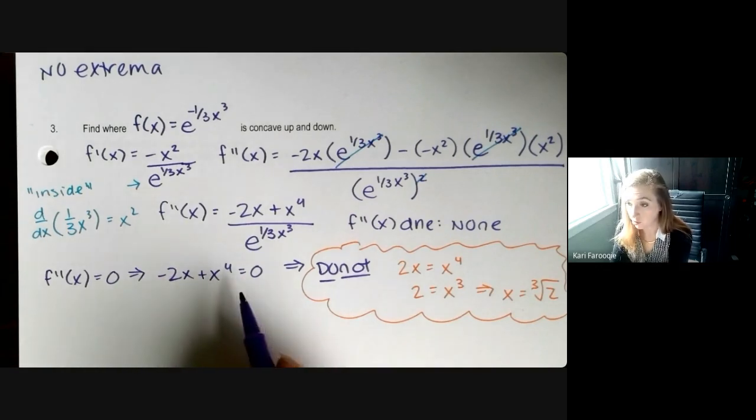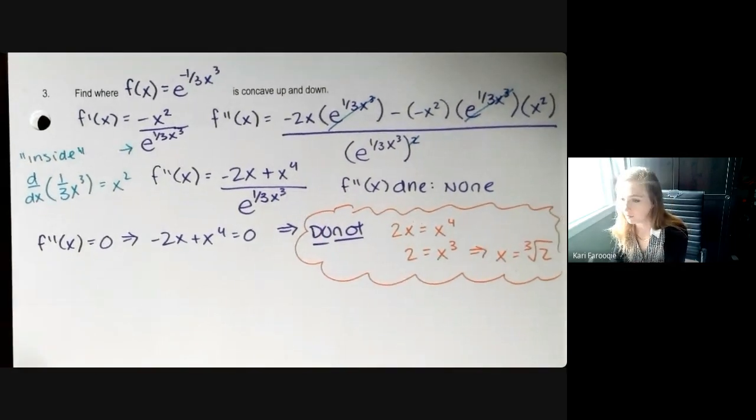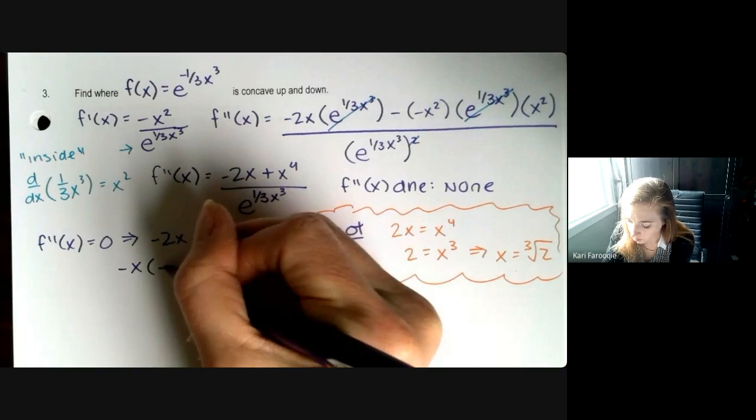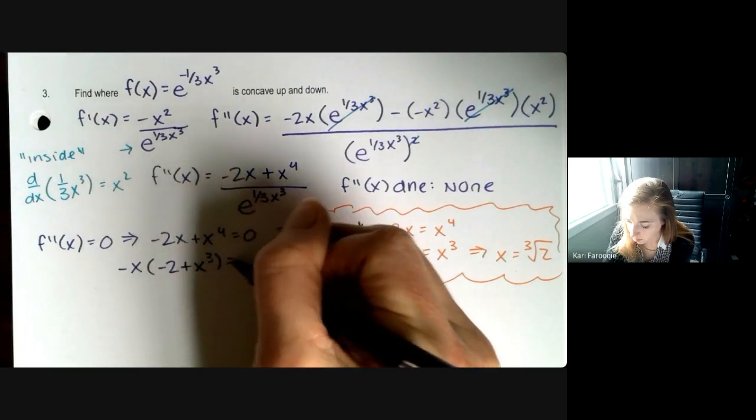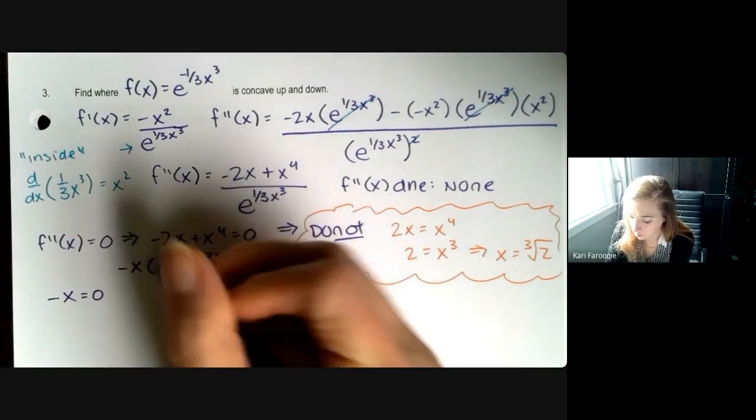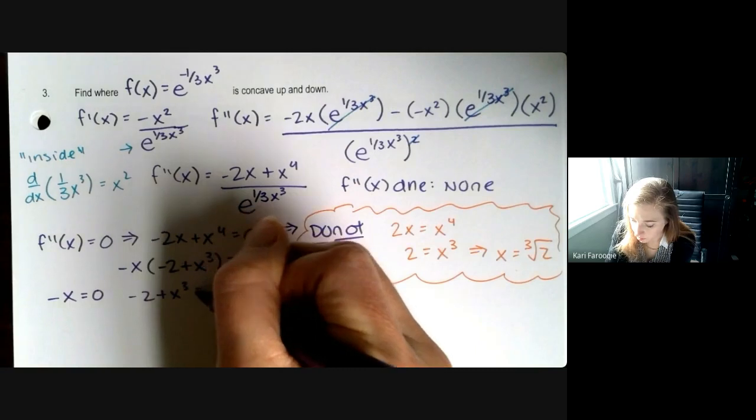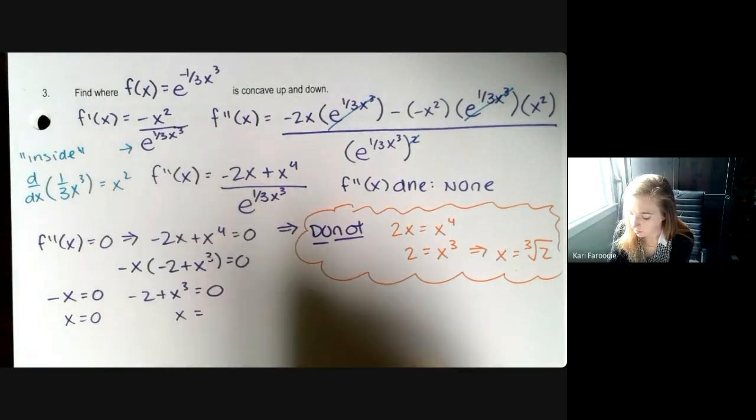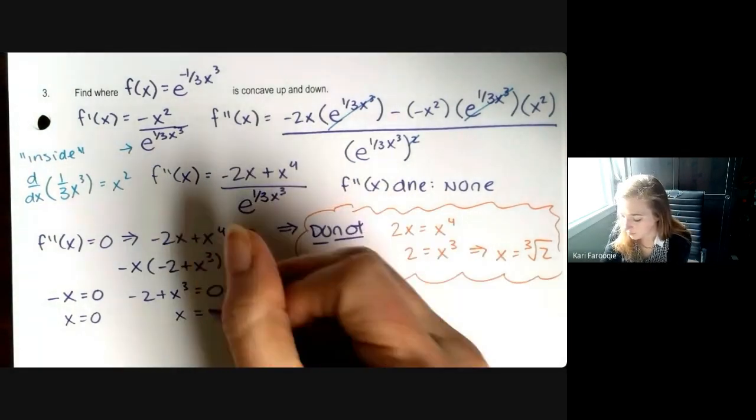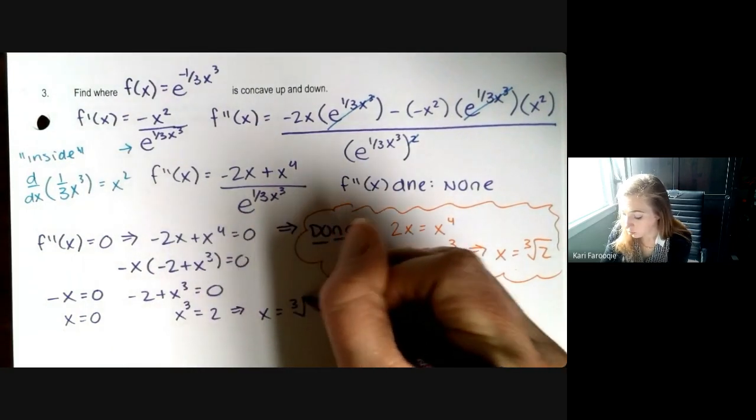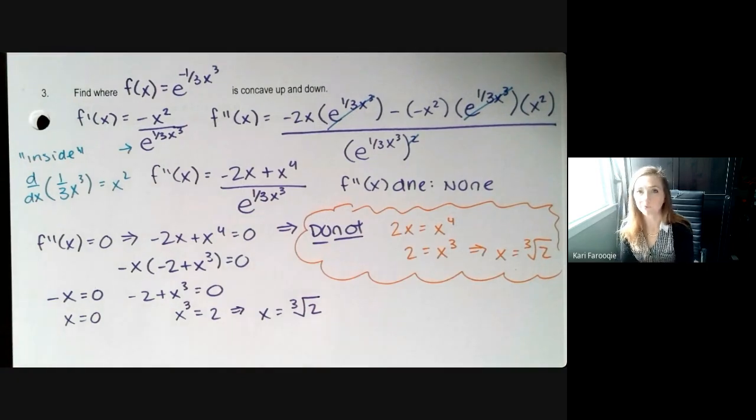So I'm going to go ahead and do it the way that I would like to see you do this. I'm going to factor out the common factor of x, and that leaves you with -2 plus x cubed equals 0. So what that means is -x equals 0 and -2 plus x cubed equals 0. So x is 0 and x is, for the same reason we did this over here, you could say x cubed is 2 and x is the cube root of 2. Remember to undo the cube on x, you take a cube root on both sides.